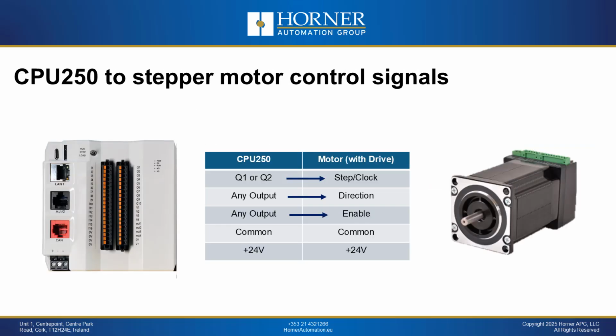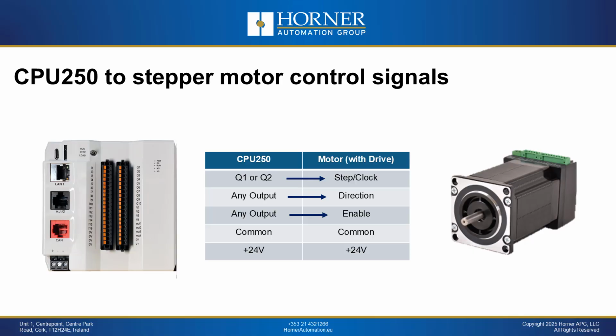So how are we going to wire our CPU 250 to a stepper motor that supports a pulse train or step and direction style interface? Well, let's start with a step or clock signal, which is a signal that tells the motor how many steps to move that needs to come from one of the two high-speed outputs on the CPU 250. So that is either Q1 or Q2.